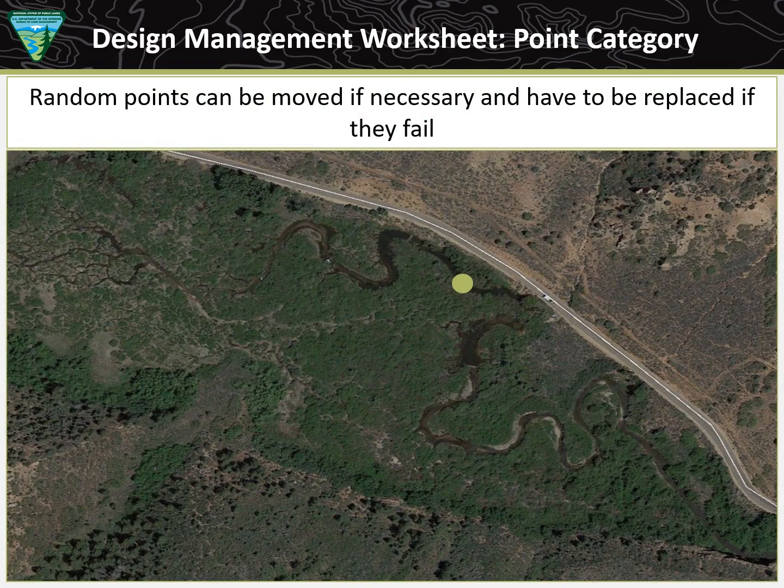Random points can be moved if necessary and will have to be replaced if they fail. Rules on moving these points can be found in the 1735-2 Field Protocol or in the Moving the Point Coordinates training video. This video will discuss how to replace failed points later on.